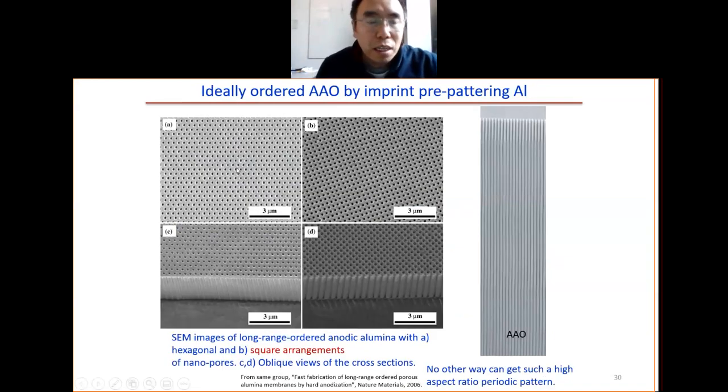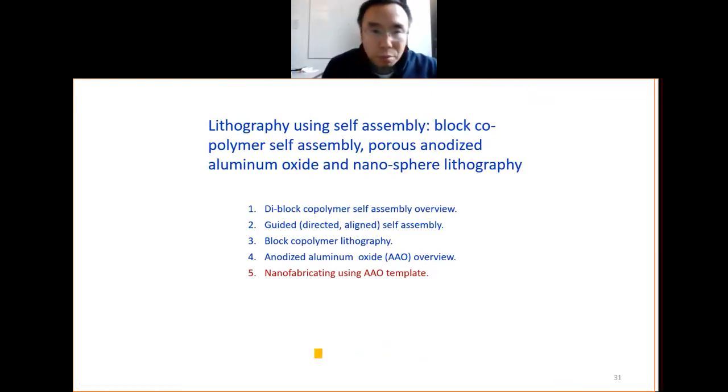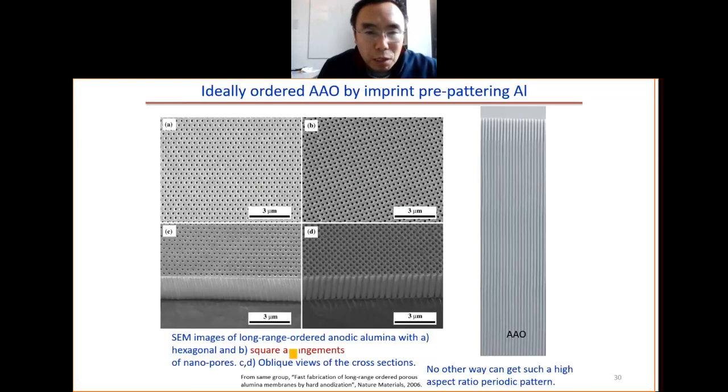As you can see here, this is the hexagonal array. You can even make a square array. But this is very different. Normally we know we get this hexagonal array, but by this pre-patterned aluminum, with the square array of holes, you get this kind of square array. So this is very exceptional, I think. If we keep going, you can have very, very high aspect ratio periodic patterns. No other etching techniques can give you these high aspect ratio holes.